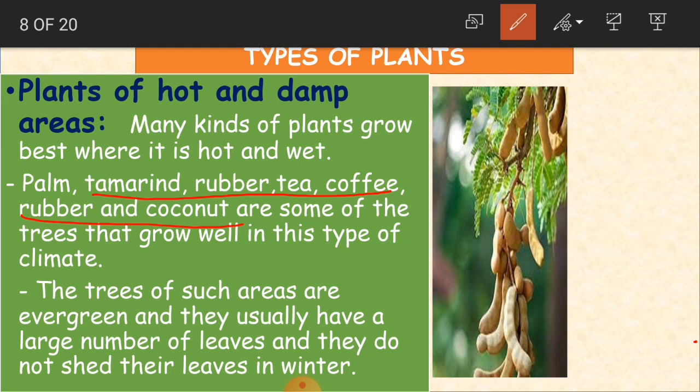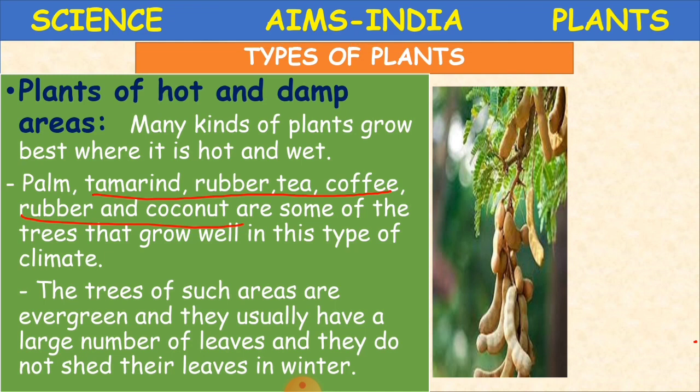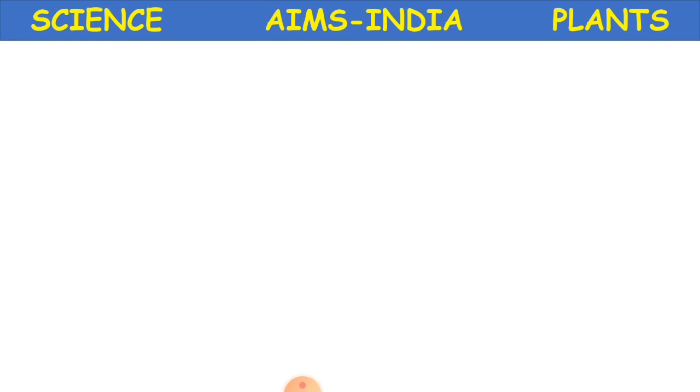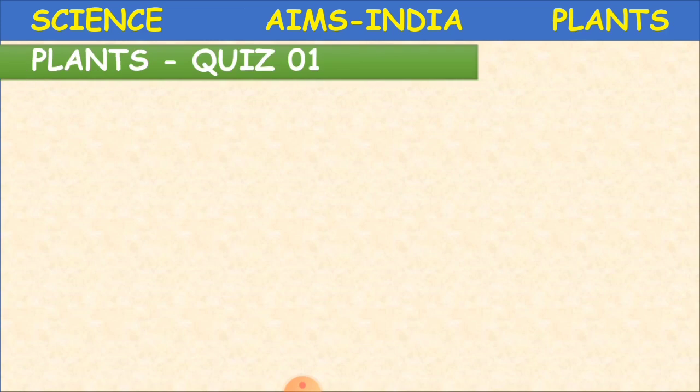So these are another type of plants, children. You can see a picture of a tamarind tree here. Now another one, a coconut tree here again. These are some examples where you can see these types of trees in hot and damp areas.